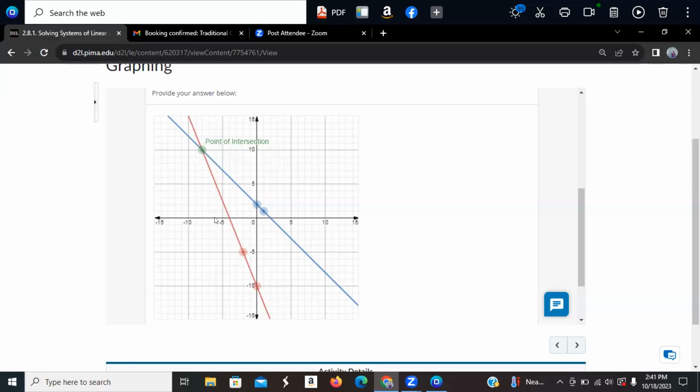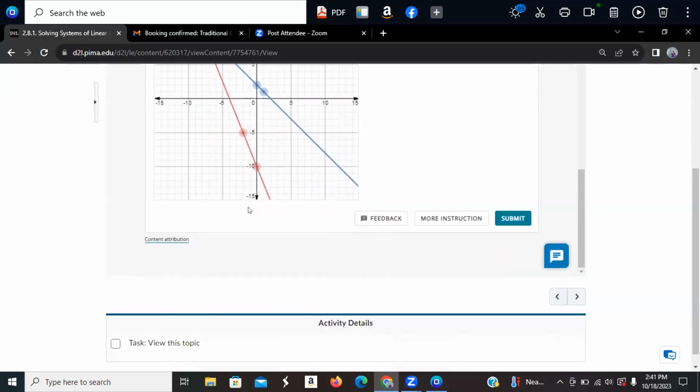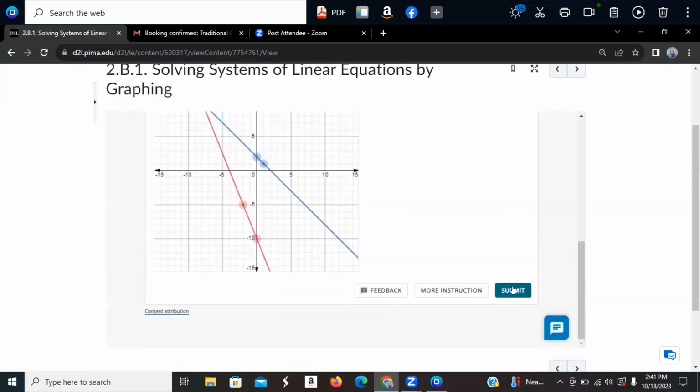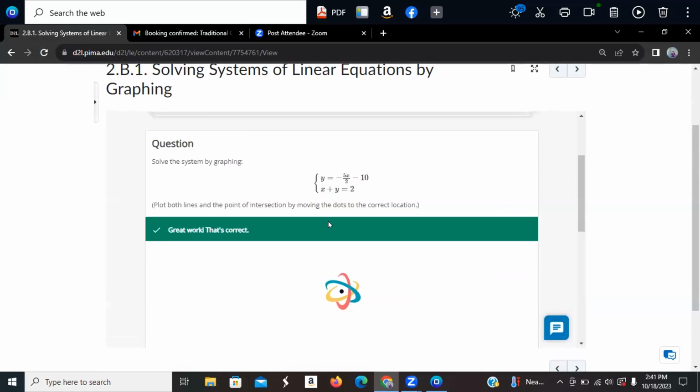Is that the intersection point? -8, 10. Yeah, I think so. Okay, and that does work. All right. So it's just a graphing issue.